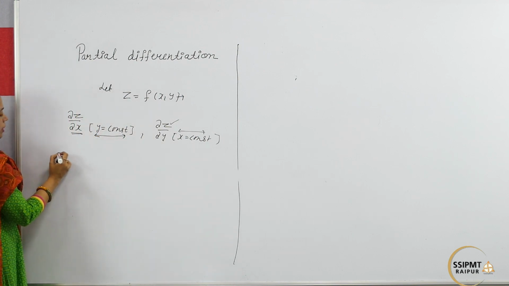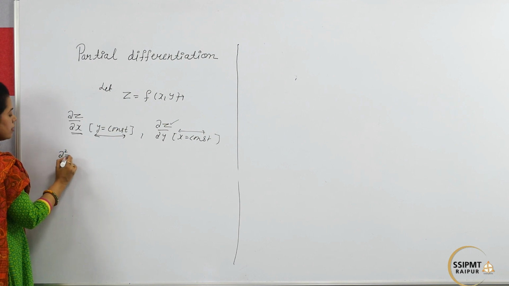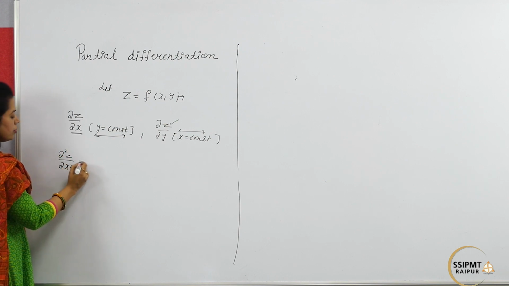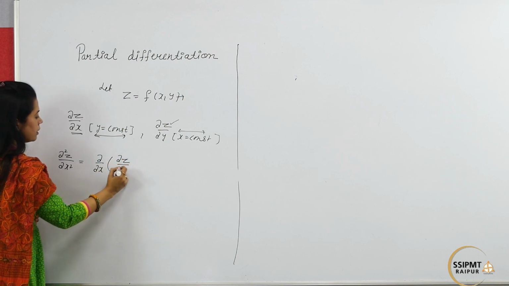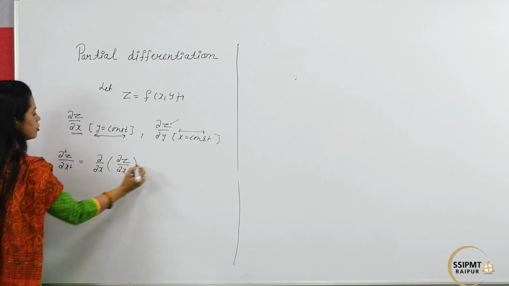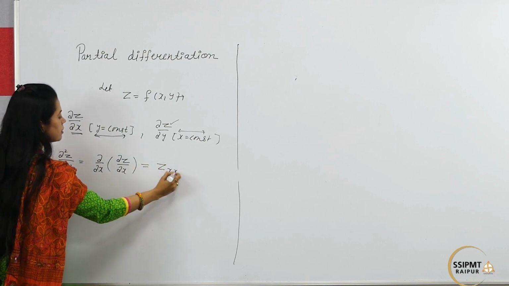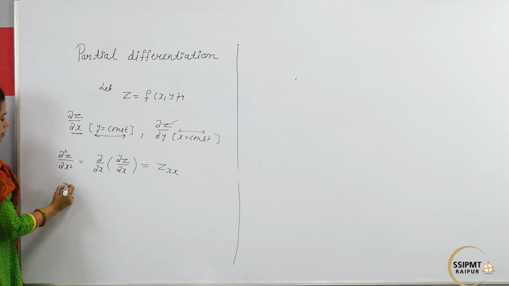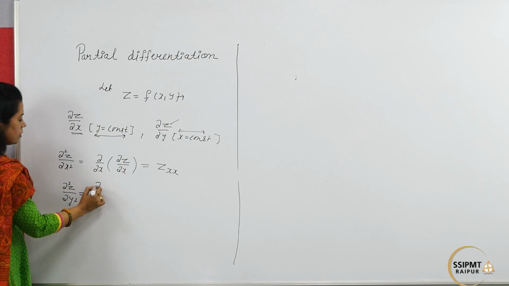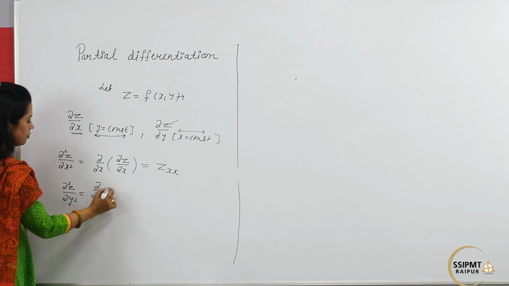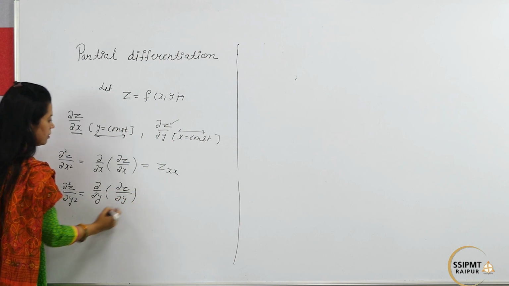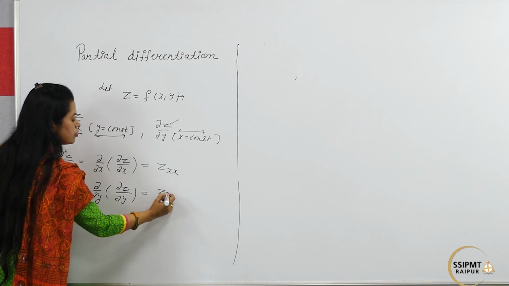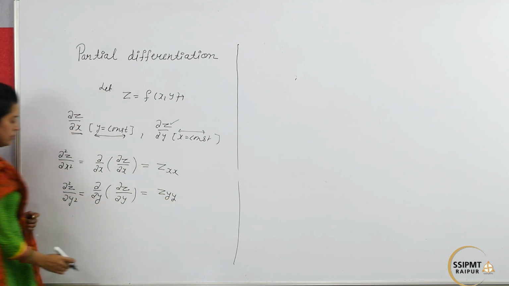In a similar manner, we can find higher order derivatives like del square z by del x square, which will be del by del x of del z by del x. It is also written like zxx. Similarly, del square z by del y square means del by del y of del z by del y. It is also written like zyy.